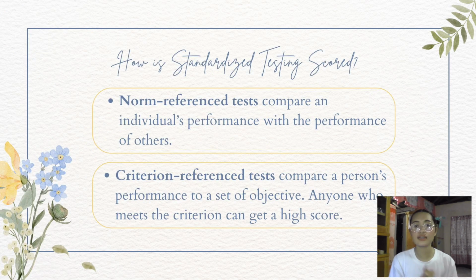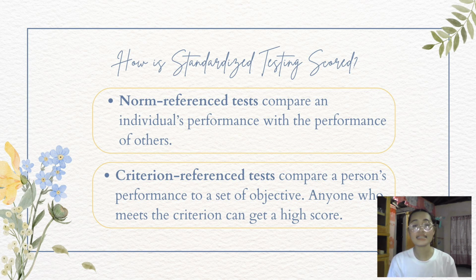So how is standardized testing scored? The first one, norm-referenced test, compares an individual's performance with the performance of others. The norm-referenced test compares a student's performance to that of a larger population, which is called the norm group. The goal is to rank students, determining who performed better or worse relative to their peers. The NCAE, or the National Career Assessment Examination, ranks students based on aptitude for specific paths.